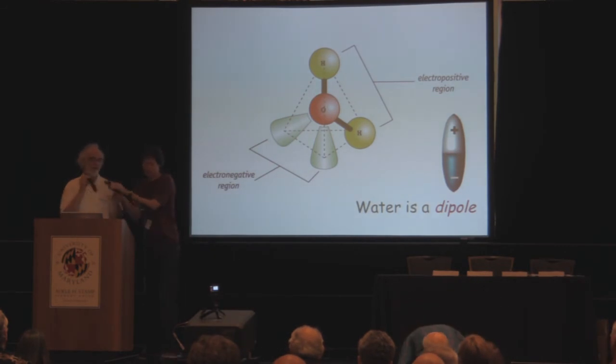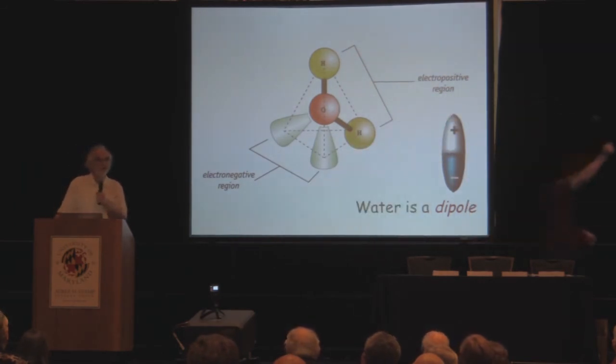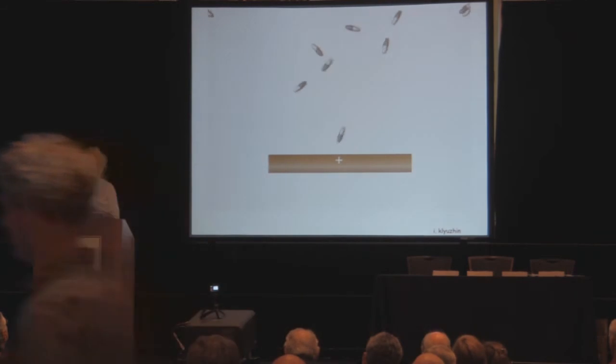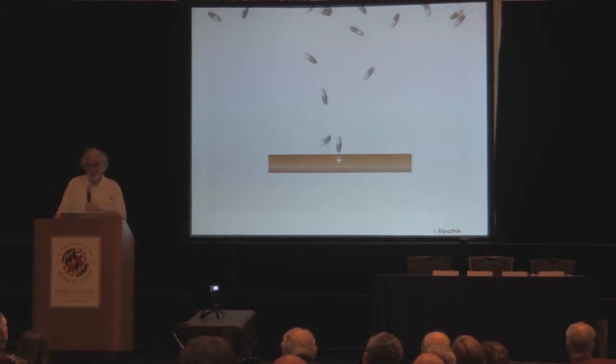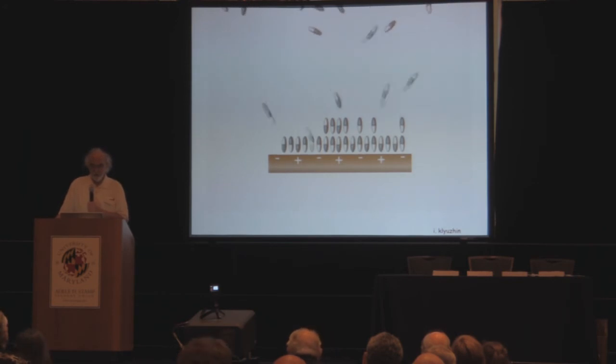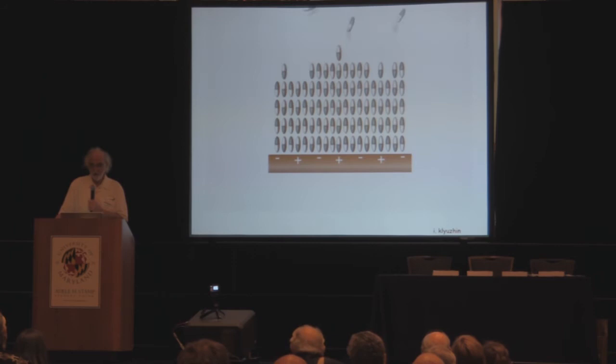So what happens if one of these dipoles then reaches a surface that has charges on it? You might expect that it would absorb onto the surface, and if you have other dipoles, they would absorb as well and form some sort of layered structure, if you have a lot of charges on the surface.